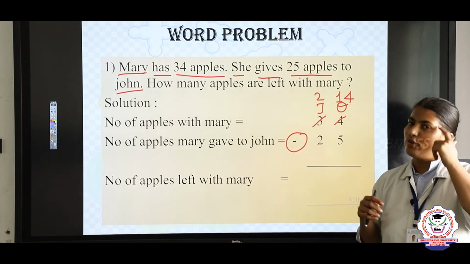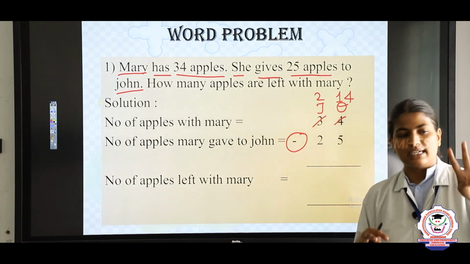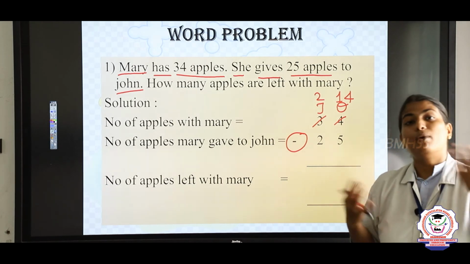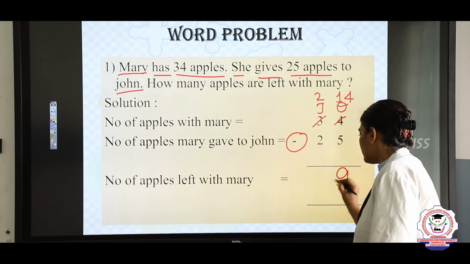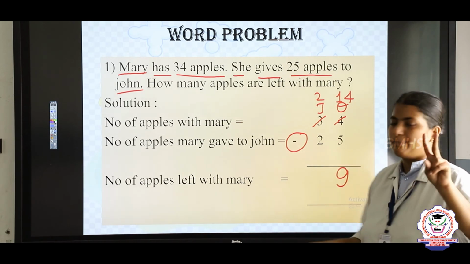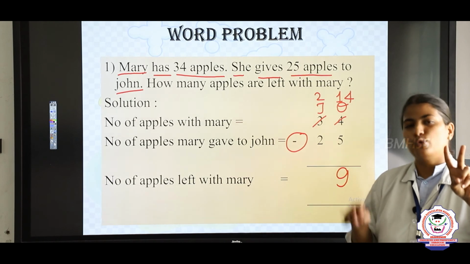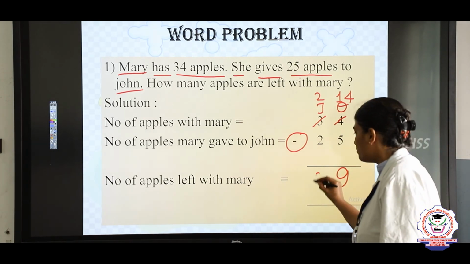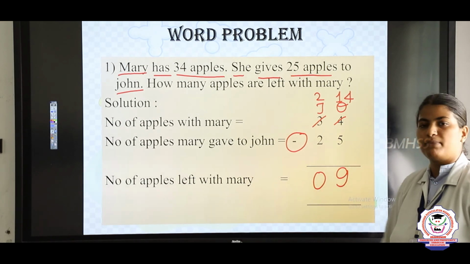Okay children, now 14 in the mind, 5 in the finger. 14 before, 13, 12, 11, 10 and 9. What is the answer? The answer is 9. And you have 2 and you are going to subtract the same 2. So 2 in the mind, 2 in the finger. 2 before, 1, 0. So what is the answer? 0.